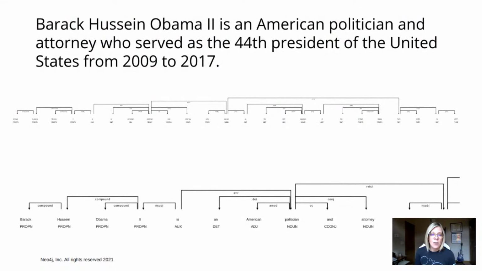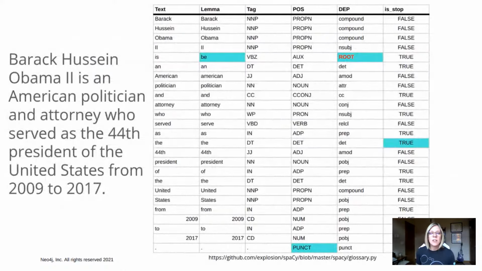So I've got nouns that point at verbs. I've got compounds. I've got subjects. It's pretty complicated stuff. Let's look at this instead, which is a little easier to view. I took just that first sentence there: Barack Hussein Obama II is an American politician.